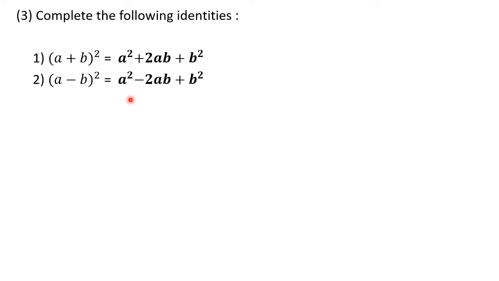Second one, a minus b the whole square is equal to a square minus 2ab plus b square. You will find that here all the terms are the same, only the middle term differs by sign. If you have a plus b the whole square, the middle term is positive, and if you have a minus b the whole square, the middle term is negative. And the third one, a square minus b square, the difference between two perfect squares. The expansion is a plus b times a minus b.